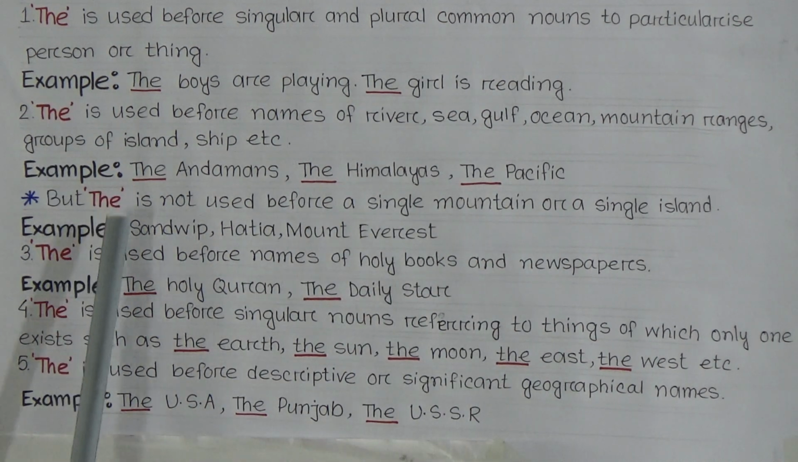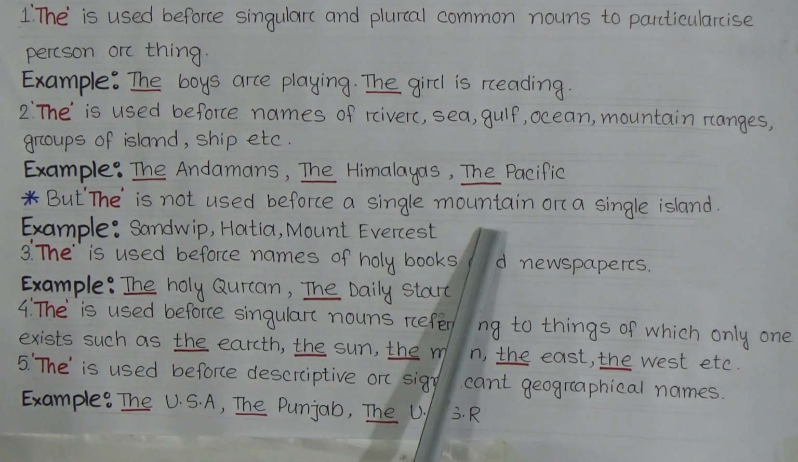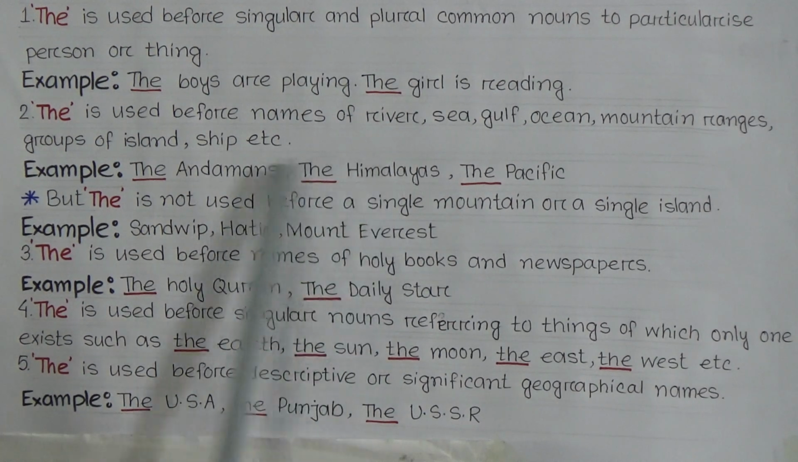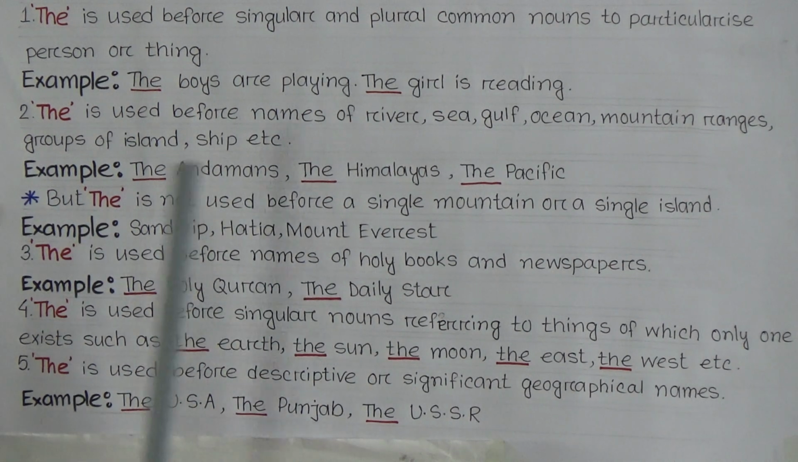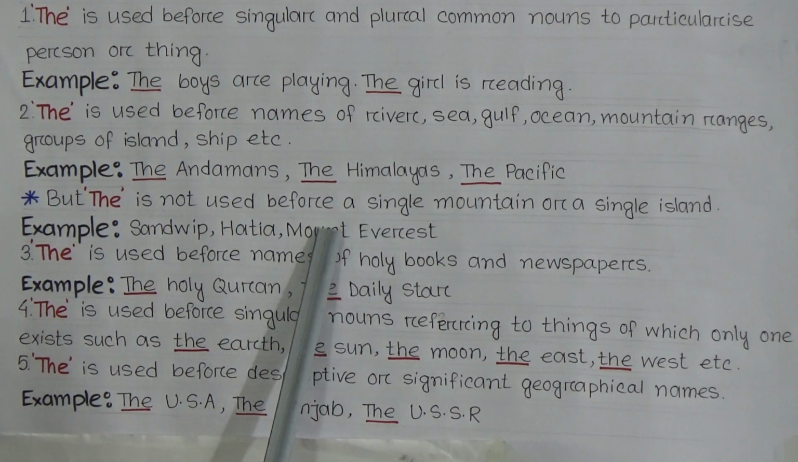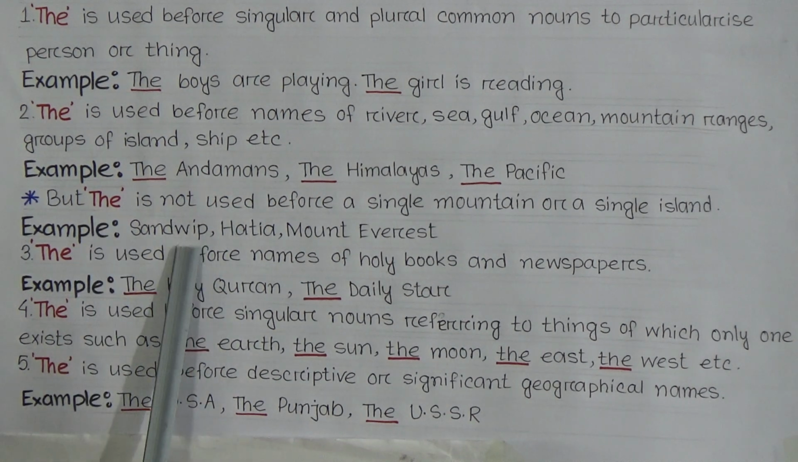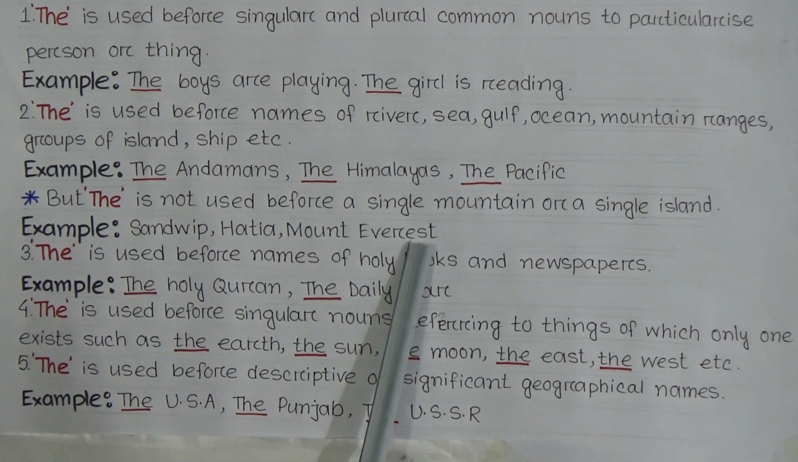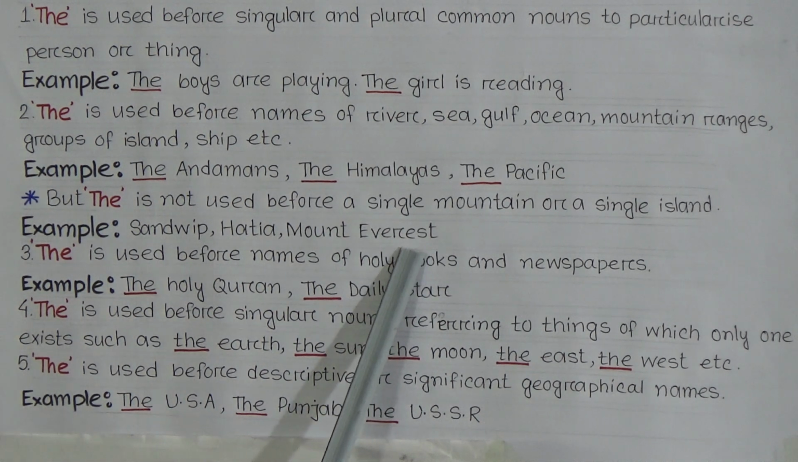Here is an exception. What is it? The is not used before a single mountain or a single island. Look, Andamans, Himalayas, these are a group or a pair. But when it indicates a singular, you can't use the article the, such as Shondip, Hatia, Mount Everest. These are a single area, single thing, or single mountain or island. You can't use the article the.